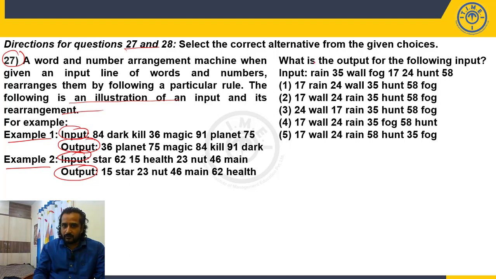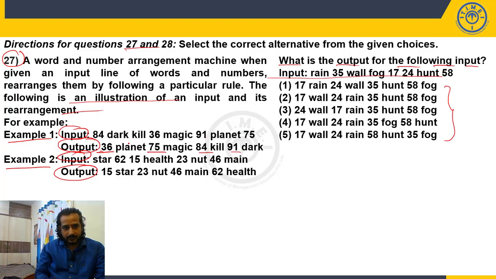So in the question also what is given? What is the output for the following input? Just input is given, we have been asked to find the output. So just identify the logic, how the output elements are rearranged. That's it. Now look at here. 84 dark, kill, 36 magic, 91 75. So how the numbers are placed?